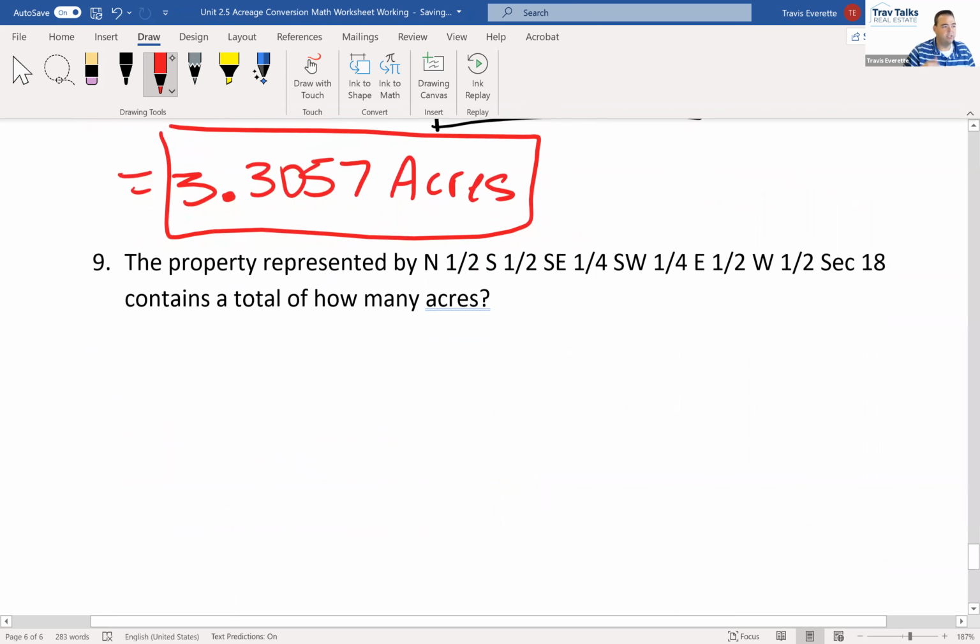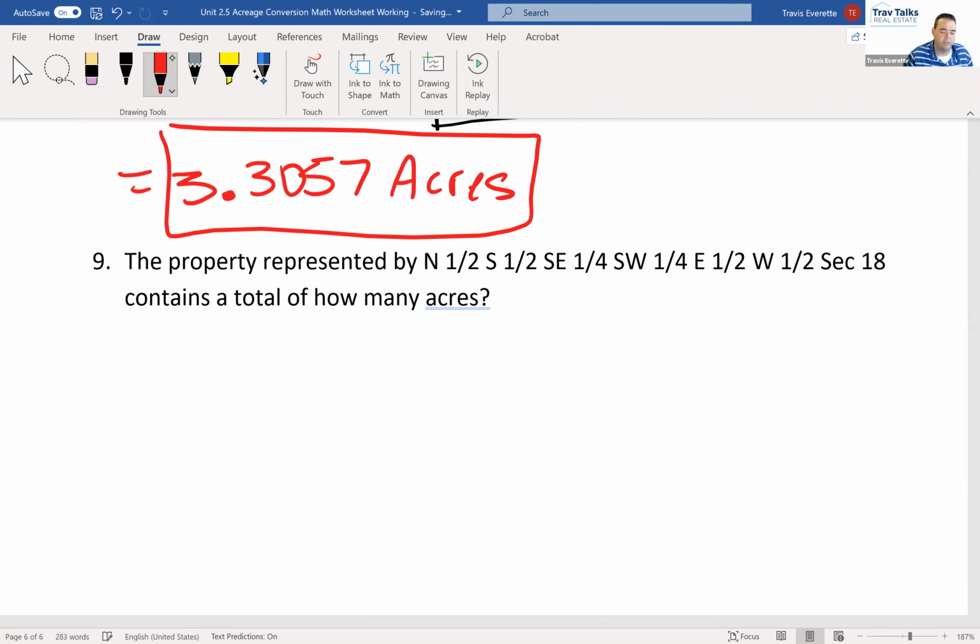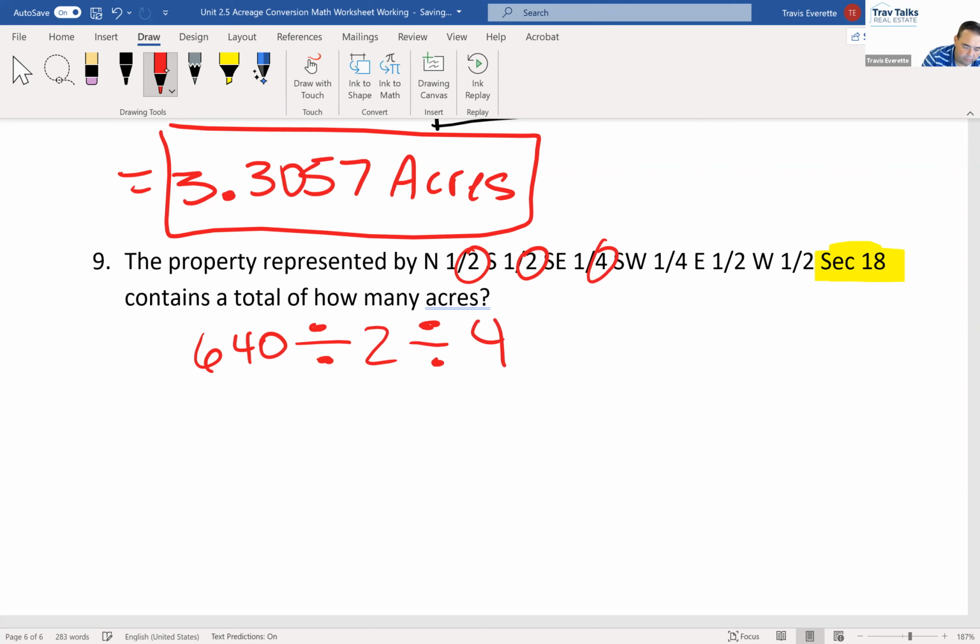Number nine switches us back to a government rectangular survey question. It says the property represented by the northern half of the southern half of the southeastern quarter of blah, blah, blah, contains how many acres? Well, I know this section 18 contains 640 acres because every section contains 640 acres. And if I start dividing, I'm just going to divide by those denominators, divide it by two. Divided by two, divided by four, right there. Oops. I'll write down my two first. Be careful. Make sure you get them all. Divided by four, divided by four, divided by two, and divided by two.